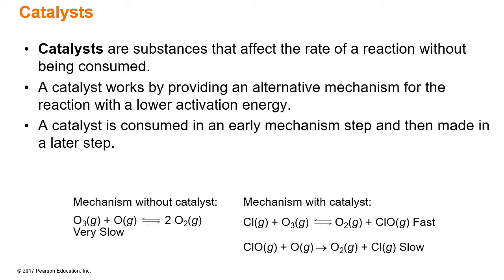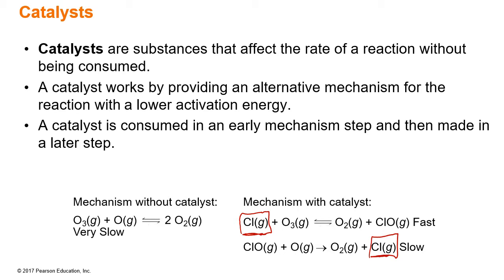So if we look at our mechanism of ozone producing oxygen, if we add a catalyst of chlorine, it is used in the first reaction, first elementary step, but then reproduced in the second. So if it is on the reactant side early on and on the product side later, this is a catalyst. And it does lower the activation energy.